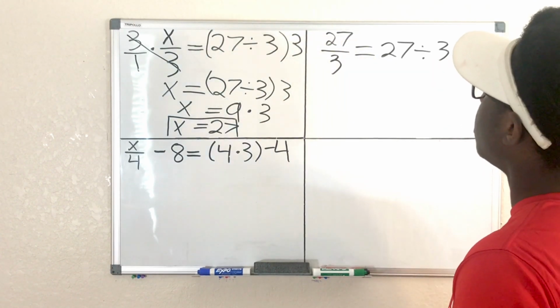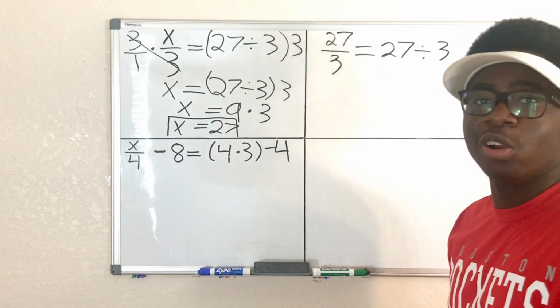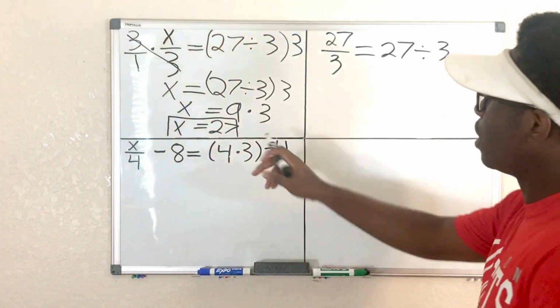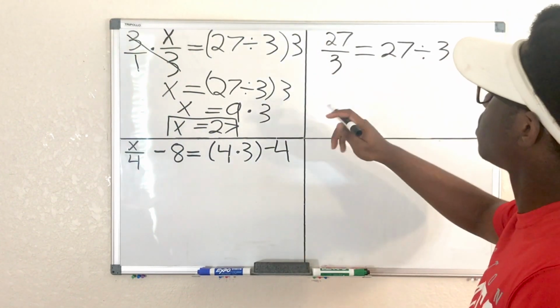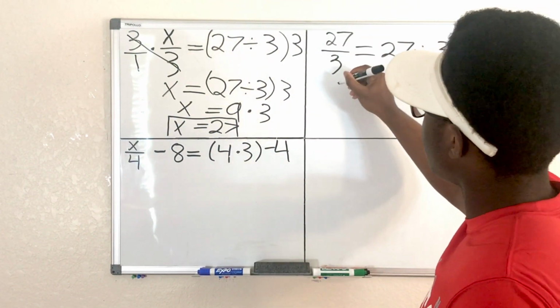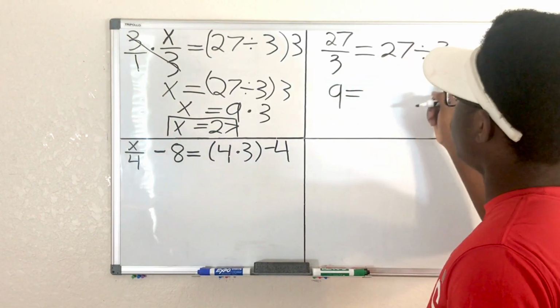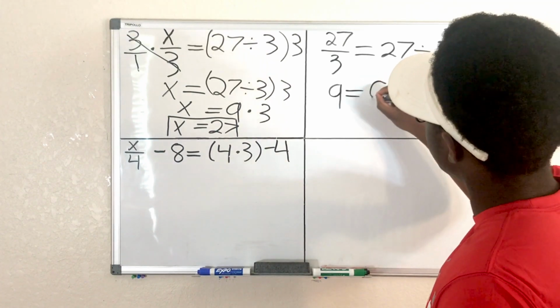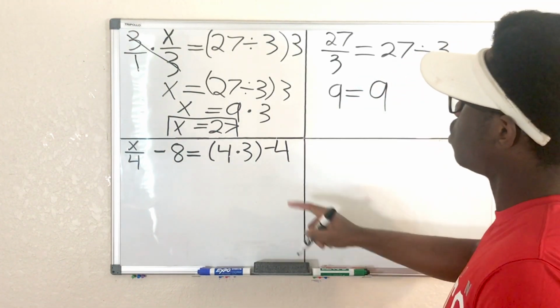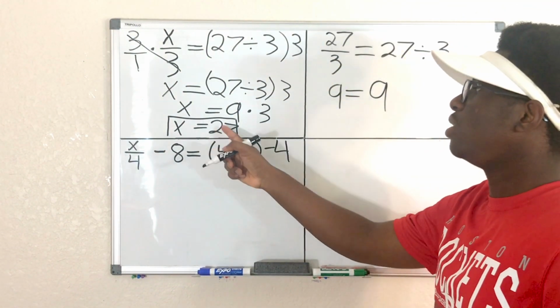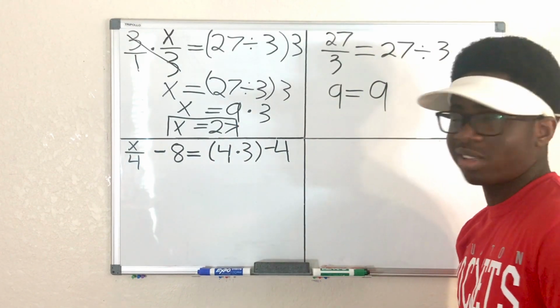But just for my people that like to make sure that the answer is correct, we can simplify both sides. 27 divided by 3 is 9, which is equal to 27 divided by 3, again, is 9. So we have 9 is equal to 9. So therefore this answer, X is equal to 27, is correct.